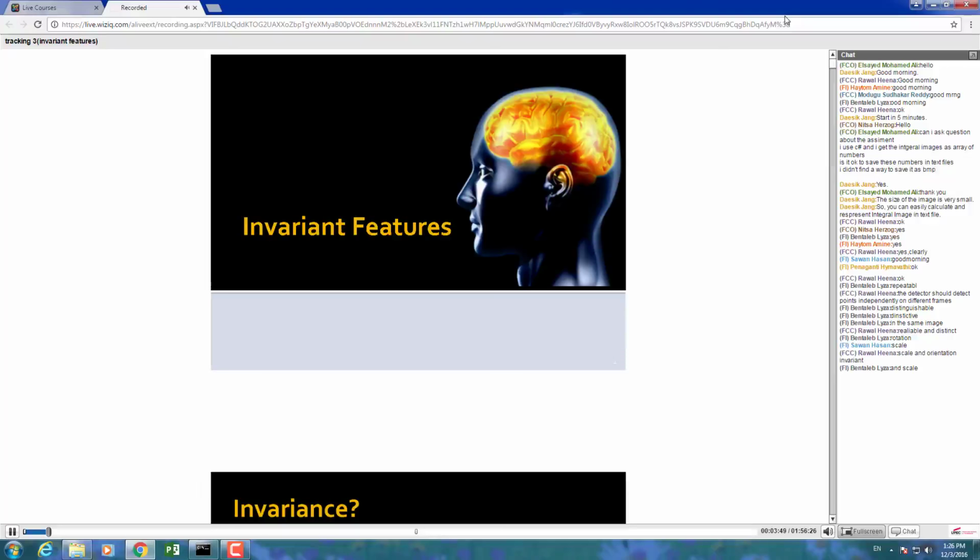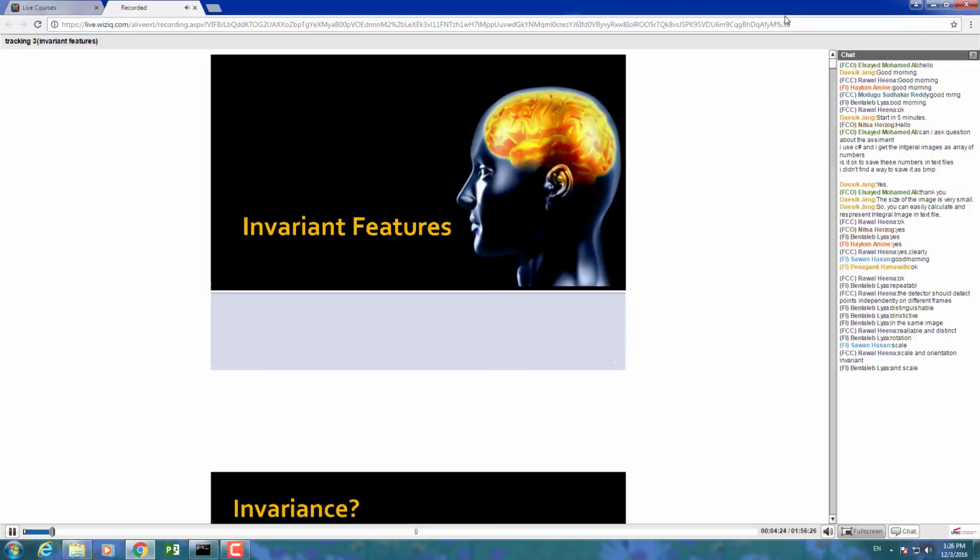And scale invariance. Even though we change the scale, the size of the image, the feature point should be detected again repeatedly. And we also need to have a reliable and distinguishable, similar descriptor value. So orientation invariance and scale invariance are very important.